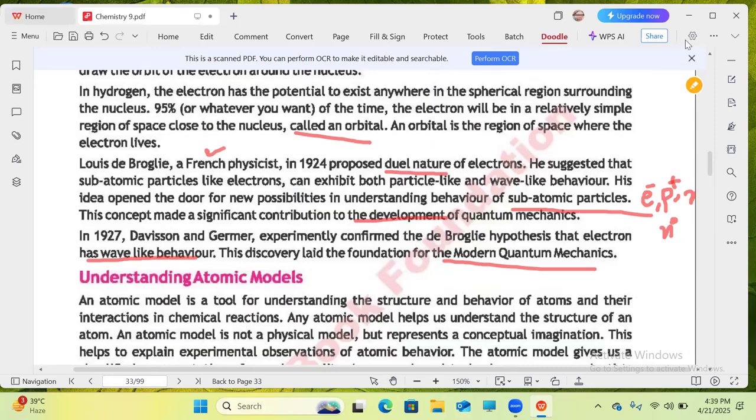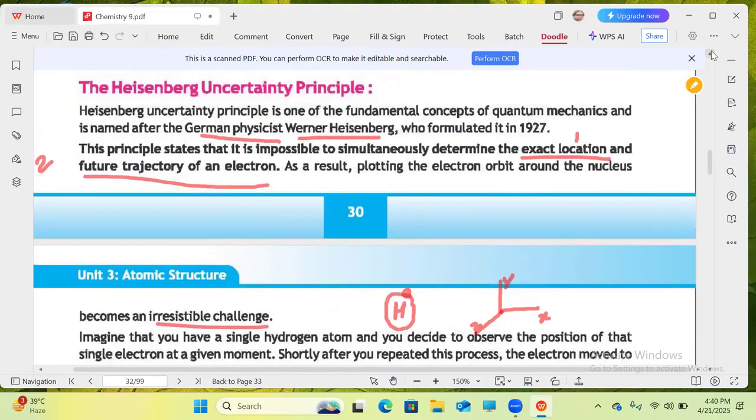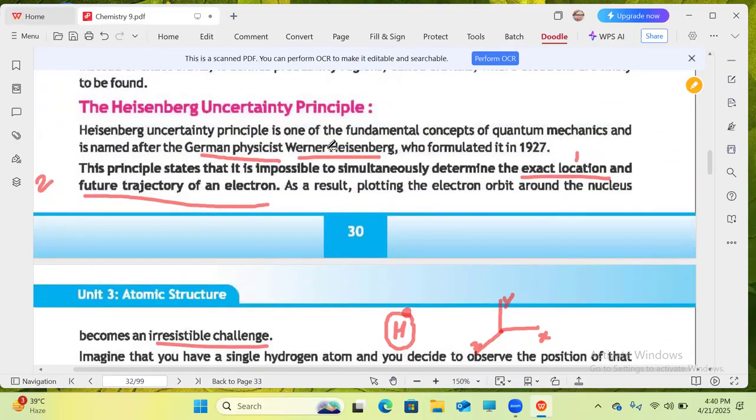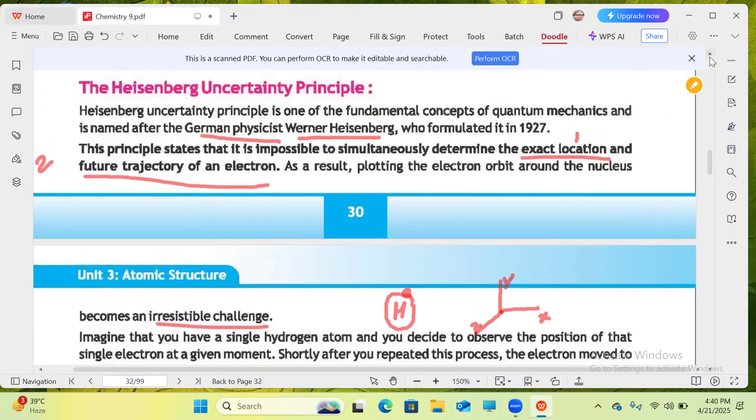Understand that? So what have we learned in the Heisenberg Uncertainty Principle? Firstly, we have seen his work, his principle, in 1927. Go through it in your own words.